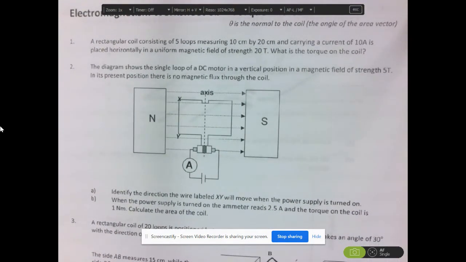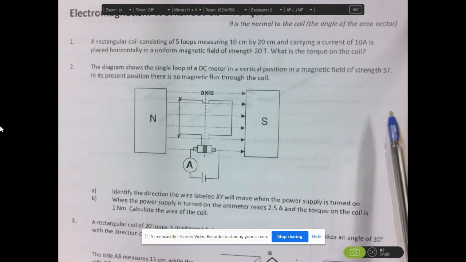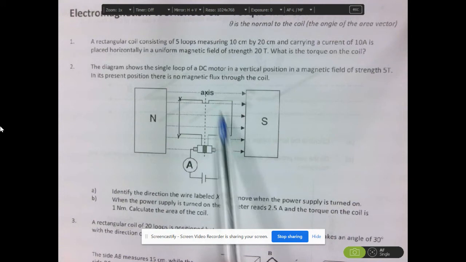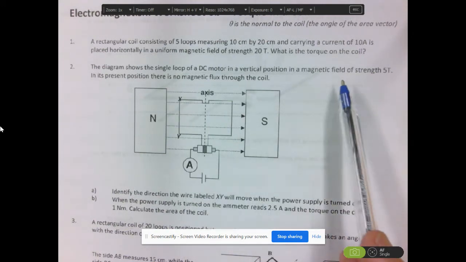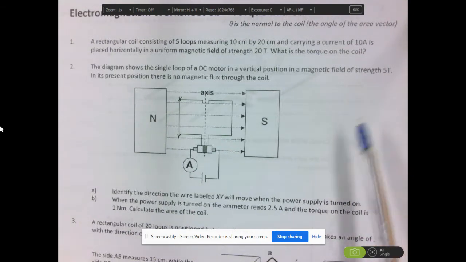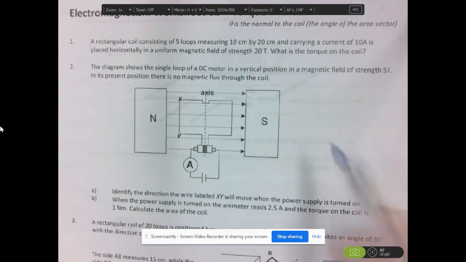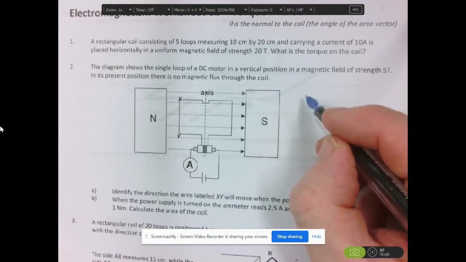Question 2 has a diagram with it. The diagram shows a single loop DC motor in a vertical position. Doesn't look very vertical, the loop is in the vertical position, I think it's trying to say, in a magnetic field of 5 Tesla. In its present position, there is no magnetic flux through the coil. Okay, so it is horizontal to the field. That diagram just shows us that it is up in this direction. Okay, so it looks vertical if we're looking at side on.